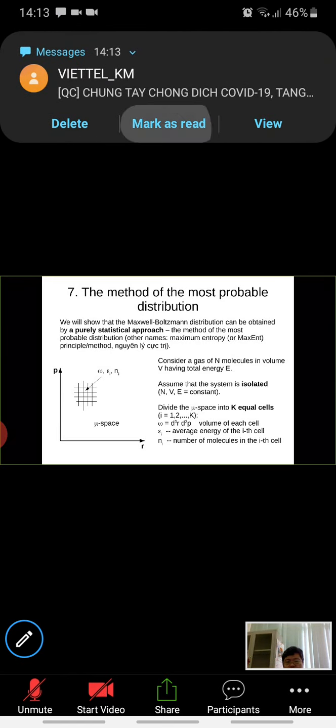With small i from 1 to K, like I draw schematically here. You can have a cell with a square. You take some volume of the mu space, and you have w, which is d3r d3p, the volume of each cell in this space. This is a 6-dimensional space. And you have epsilon i, the average energy of the i-th cell, and Ni, the number of molecules in the i-th cell.